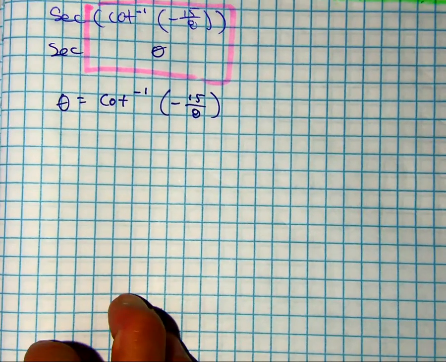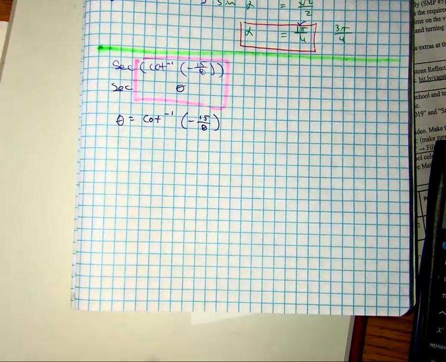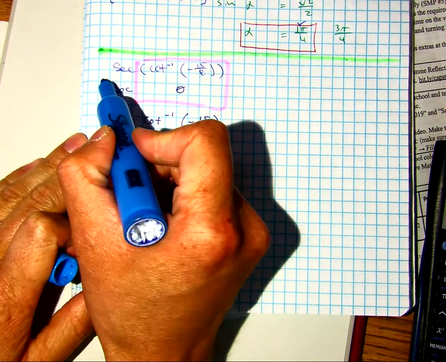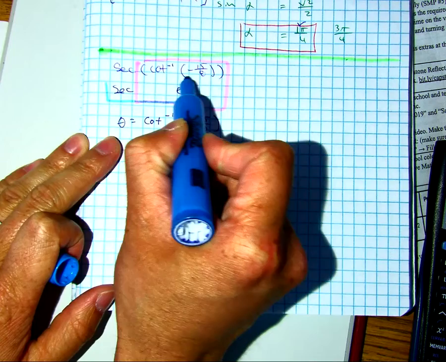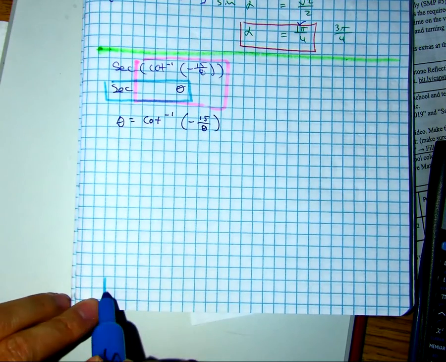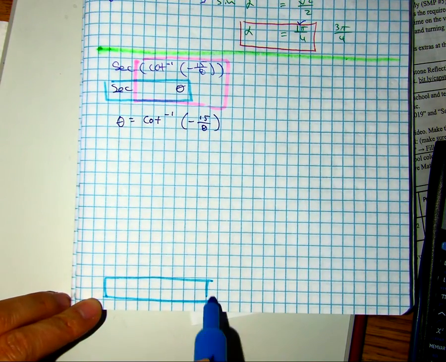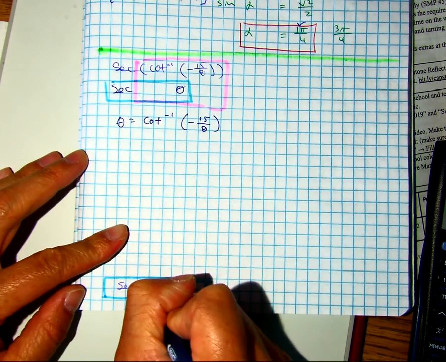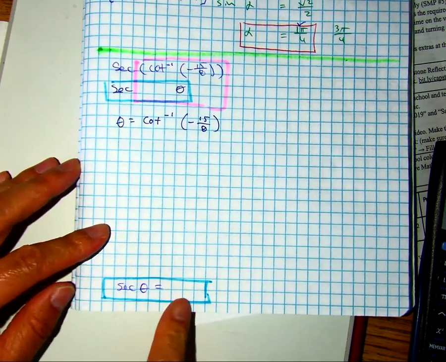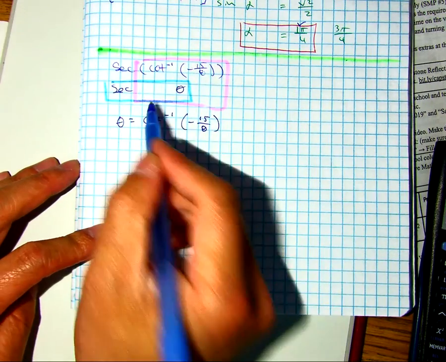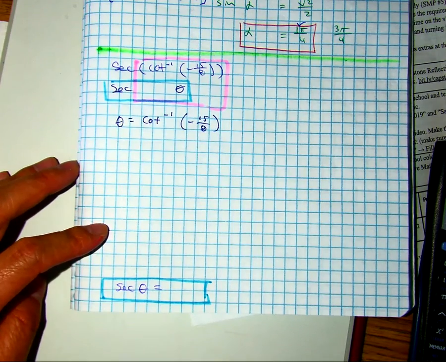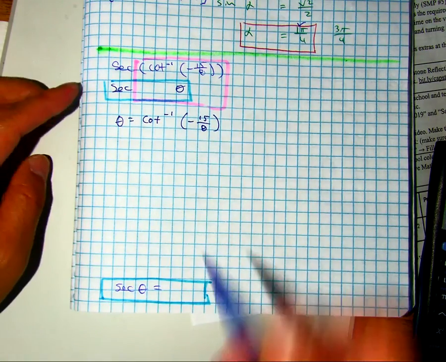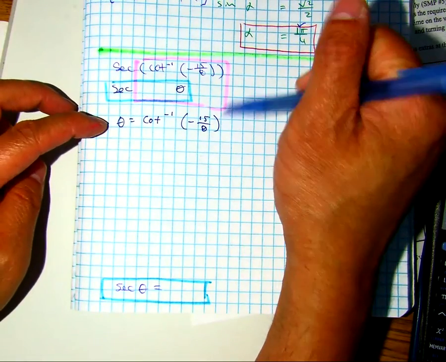Now, just like a freshman, you kind of have to zoom out and show them what the end goal is. The end goal in this problem is for us to find secant of theta. So let's write that at the very bottom. Secant of theta equals something. So I need to get some puzzle pieces so at the end I figure out what secant is. Okay, now we know what theta is equal to.